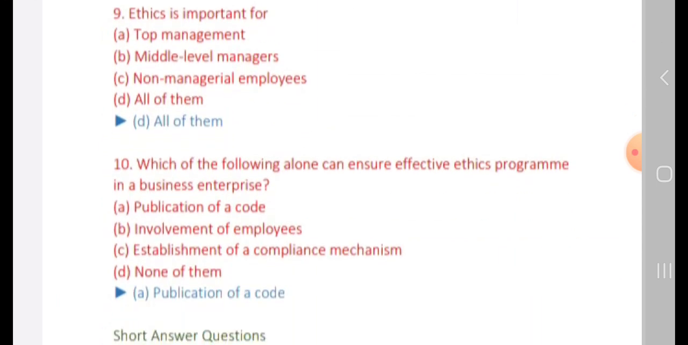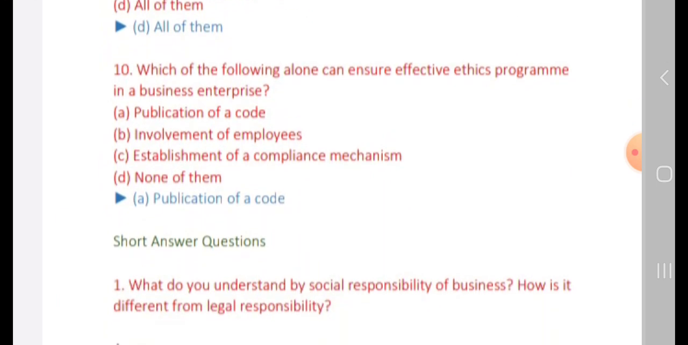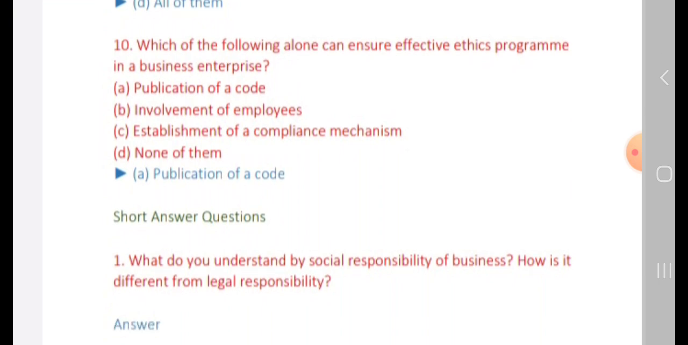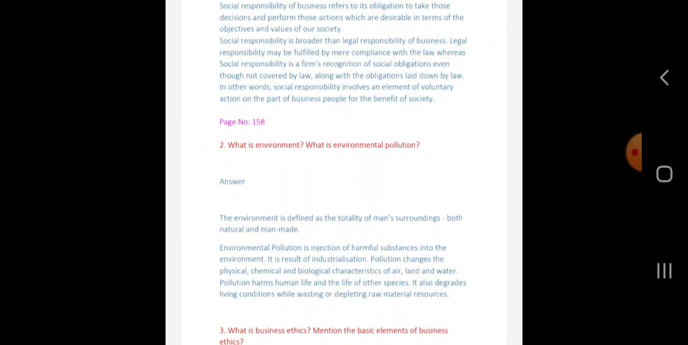Next, which of the following is capable of doing maximum good to society's ethics? Ethics is important for all of them: for business, all the management, all the people of the business. Next, which of the following alone can ensure an effective ethics program in a business enterprise? That is the publication of a code.